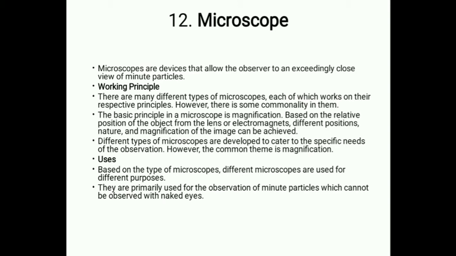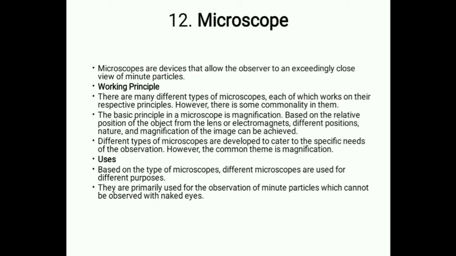Next we have microscope. Microscope is a device that allows the observer an extremely close view of minute particles. Talking about the working principle, there are many different types of microscopes, each of which works on its respective principle. However, there is some commonality in them. The basic principle in a microscope is magnification. Based on the relative position of an object from the lens or electromagnetic magnets, different position, nature and magnification of the image can be achieved.